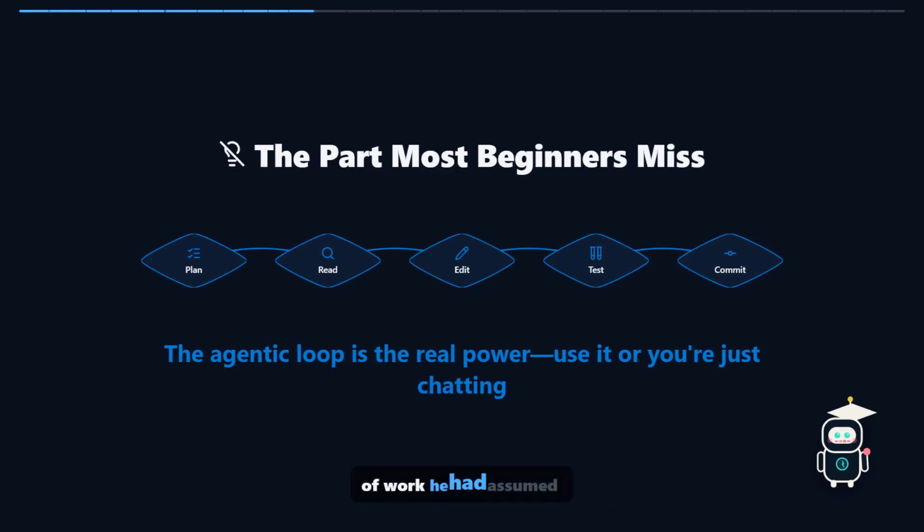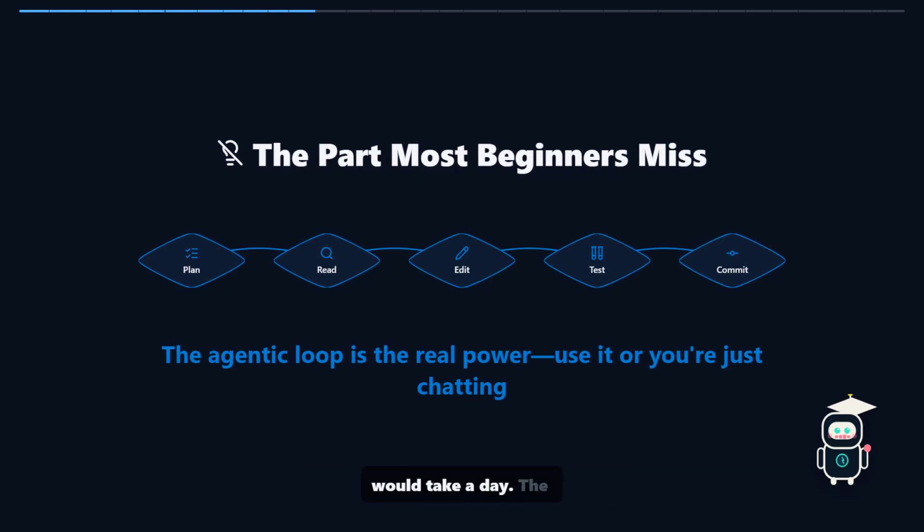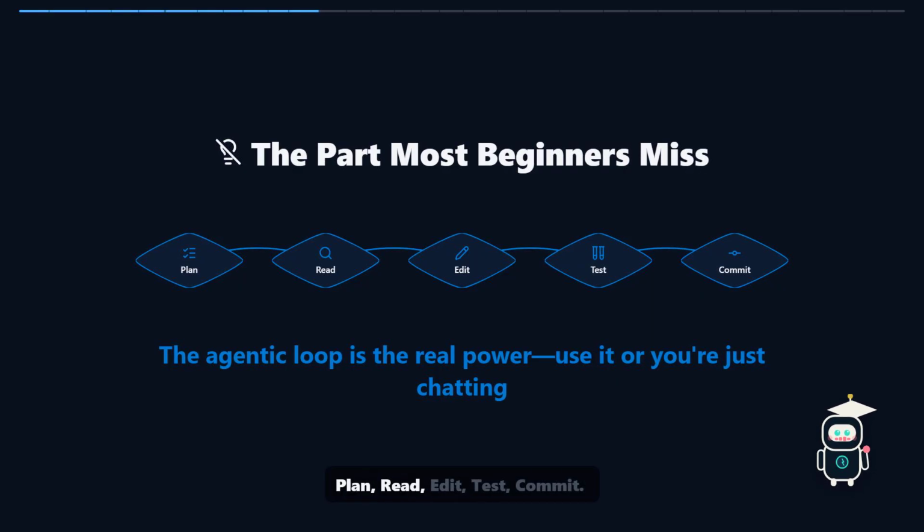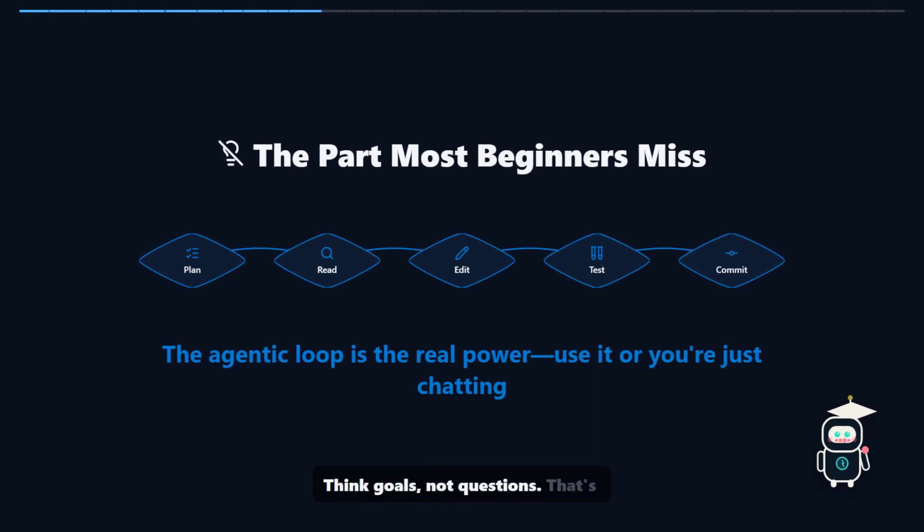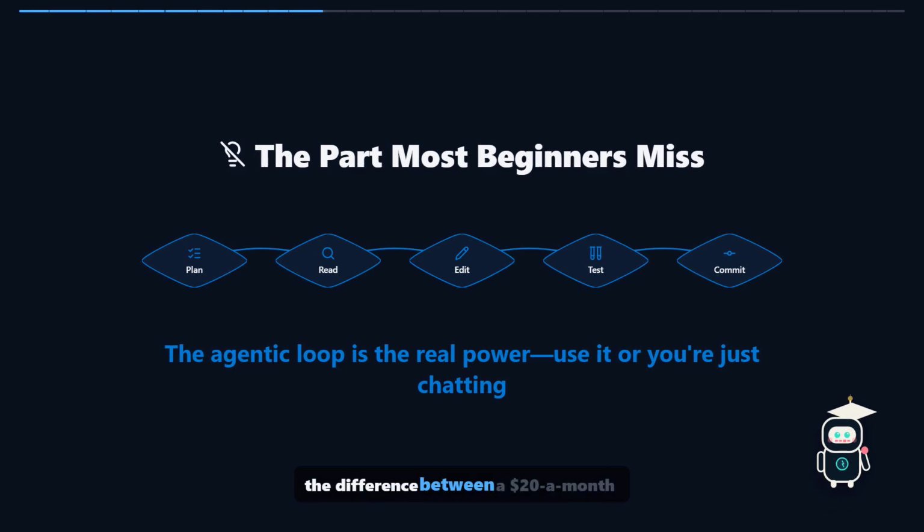20 minutes of work he had assumed would take a day. The key is the agentic loop. Plan, read, edit, test, commit. Think goals, not questions. That's the difference between a $20-a-month force multiplier and a $20-a-month chatbot.